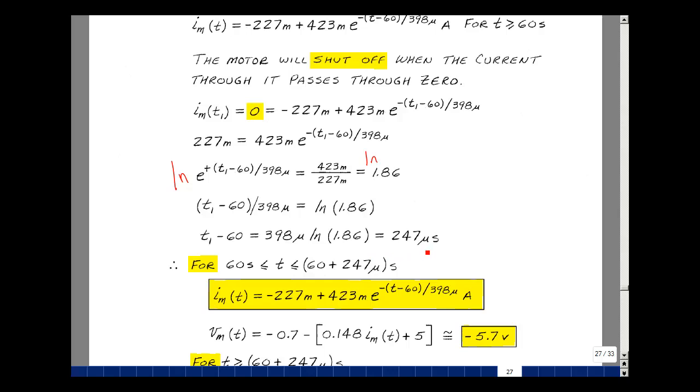This equation is true for t greater than 60 seconds, but it only is true up to 247 microseconds added to that. Well, that's the same equation, but it's only valid in this small section in time.